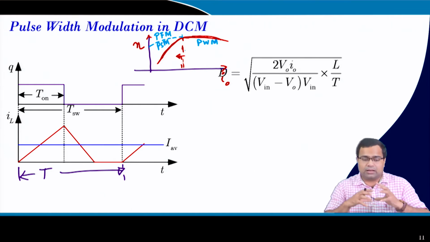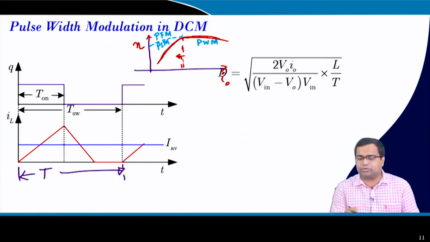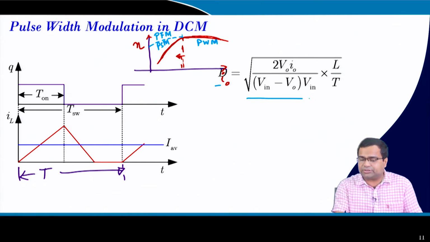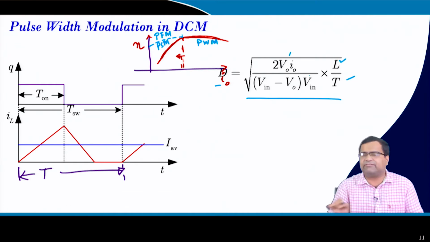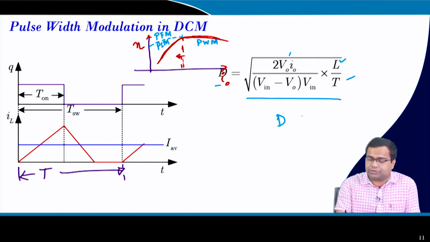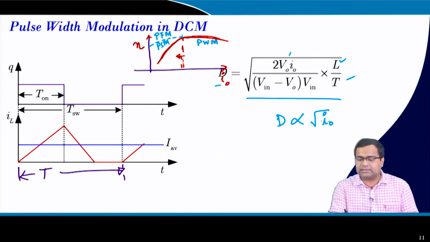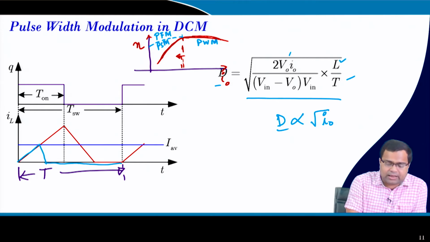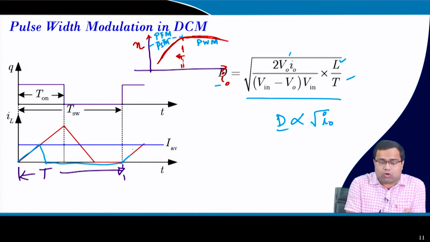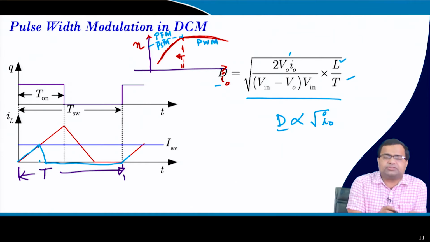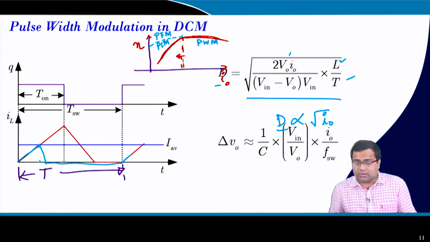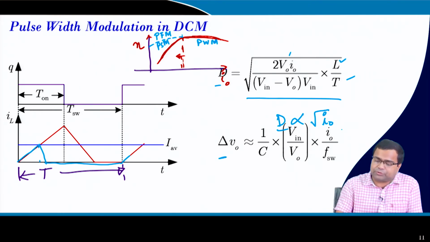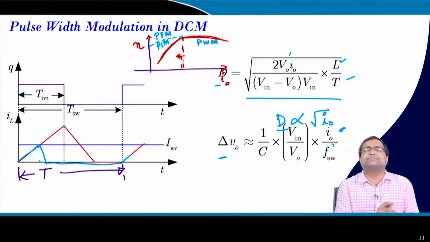So, if you take the discontinuous conduction mode under pulse width modulation, we have already seen the duty ratio is a function of load current. That means if L, T, output voltage, input voltage, everything is constant, then duty ratio is directly proportional to the square root of I0. If the load current decreases, the duty ratio decreases, and this will become smaller and smaller. Okay? That means it is not necessary to operate at a high switching frequency because your duty ratio becomes very low, and your output voltage varies proportionally with the load current if your switching frequency is constant.